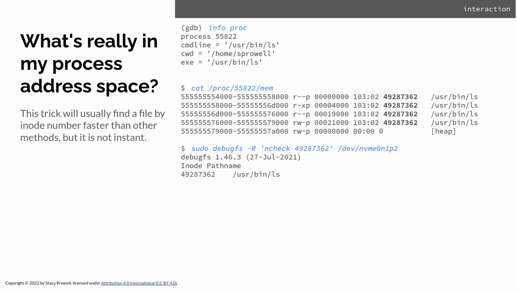So here I use debugfs. Fs is file system, debug file system, and I use -R icheck and the file number, and I know what partition it's on, and that will then point me to the specific file for that inode. And you can see, sure enough, it's /usr/bin/ls.